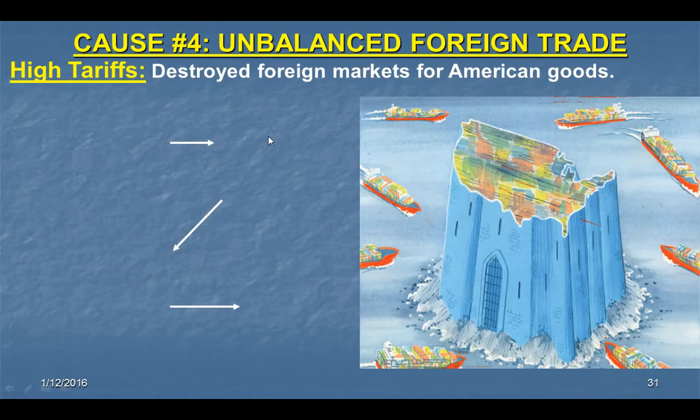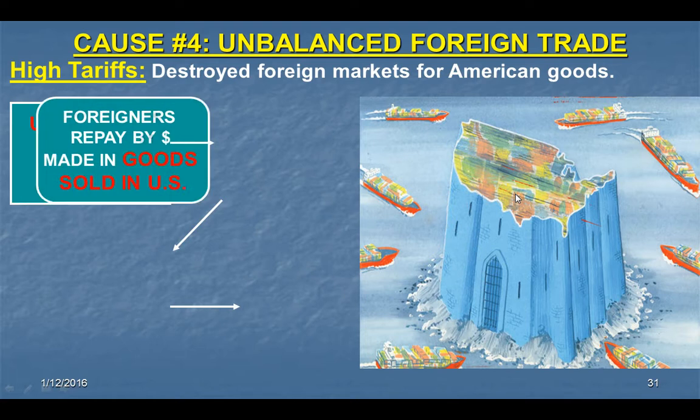Cause number four, there's an unbalanced foreign trade. This reflects here the tariff. The tariff is established, the Hawley-Smoot tariff, and other tariffs we've talked about are establishing basically a fortress America in which foreign goods can't come in. There's too much of a price tag placed on their goods before they're allowed for sale here in the United States.